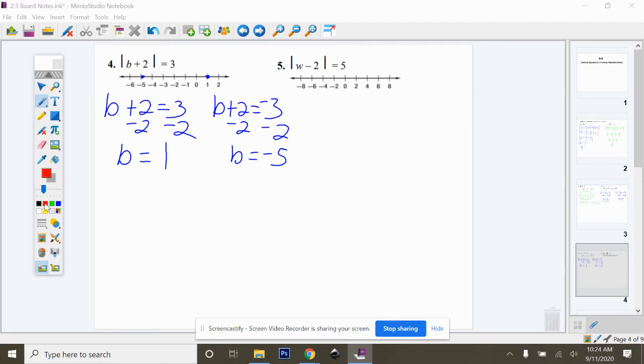For number 5, rewrite it exactly the same, but without the absolute value sign. Rewrite it again. Change the sign on the answer.